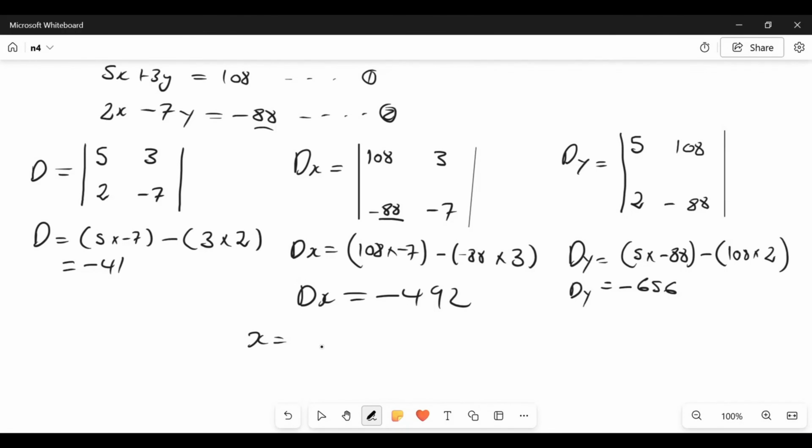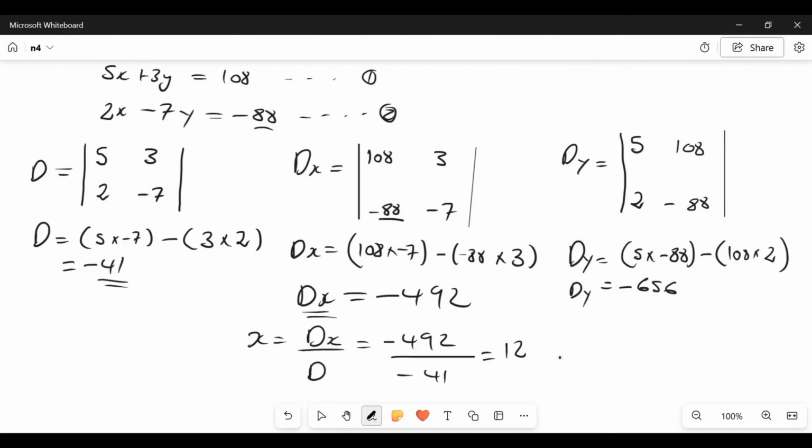X is going to be equal to dx divided by d. So we know that we've already calculated d here. We also have dx there. So it's time for us to just substitute. We have negative 492 for dx divided by d, which is negative 41. So the final answer here is positive 12 there.